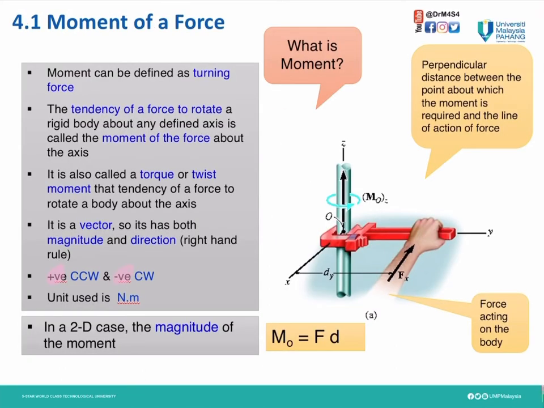What is moment? Moment can be defined as turning force, the tendency of a force to rotate a rigid body about any defined axis. We also call it torque or twist moment. It is a vector, which has both magnitude and direction.